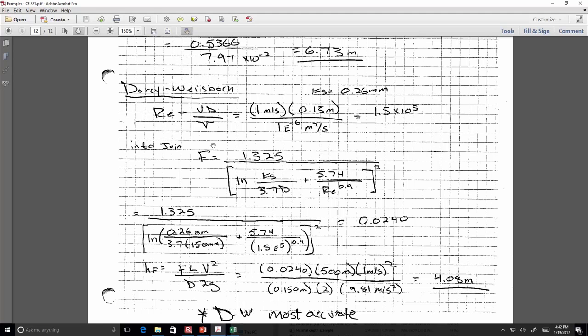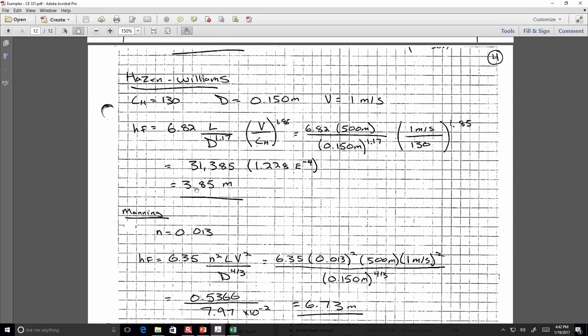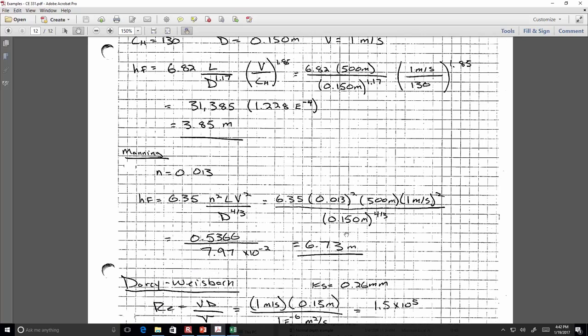The F value you should be calculating with the Jain equation is 0.024. When you substitute that into the Darcy-Weisbach equation, you should get 4.08 meters. We can think of that as the most exact of the estimates, and the Hazen-Williams is pretty close. 4.08 we can think is the accurate answer. 3.85 is fairly accurate. Manning's equation is wrong.